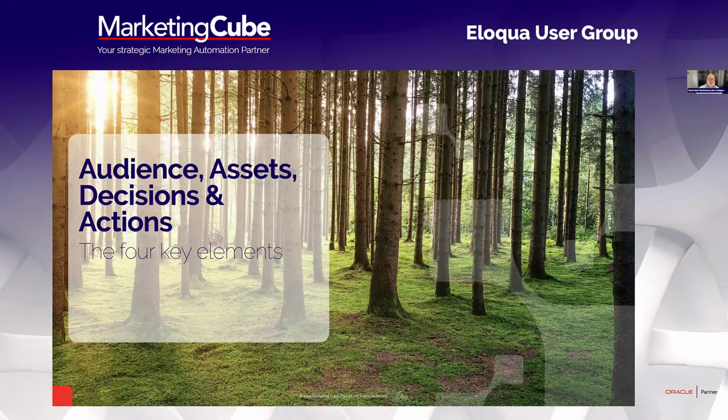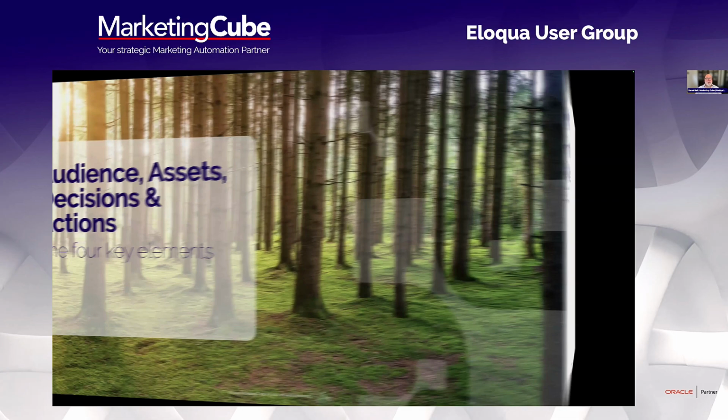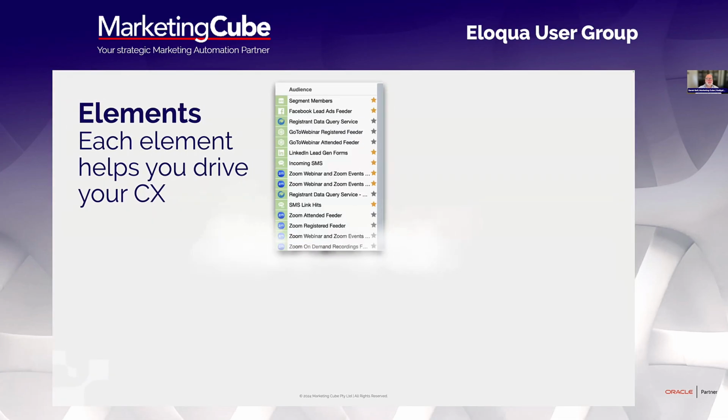Audience, assets, decisions, and actions. These are the 4 key elements. Each element helps you drive the experience that you're trying to deliver, and they're fundamentally broken into these 4 key areas. The first one is audience. Now, you'll see a whole mix on here of segment members, which is obviously your Eloqua construct within your own database.